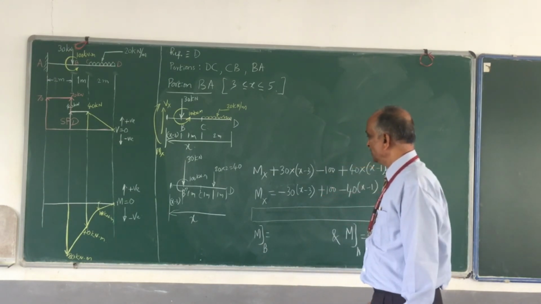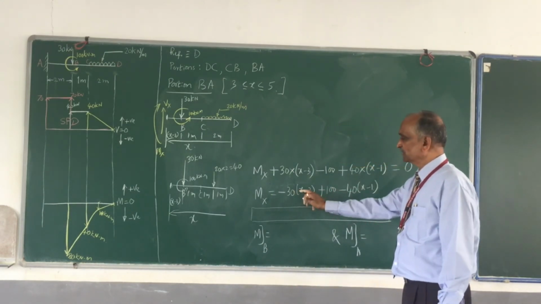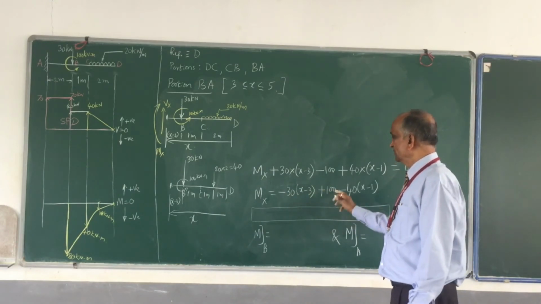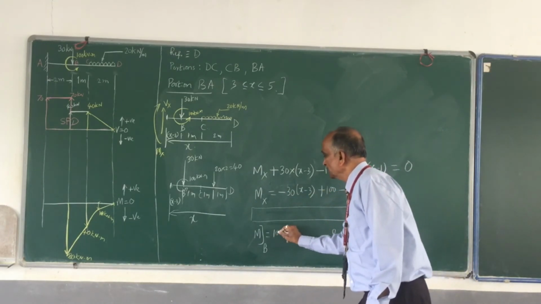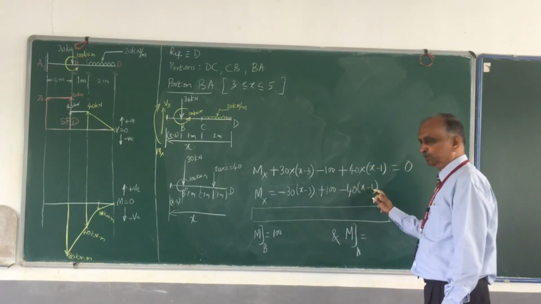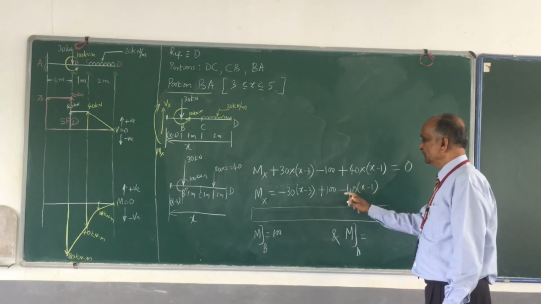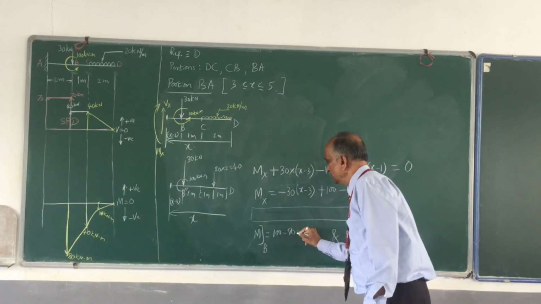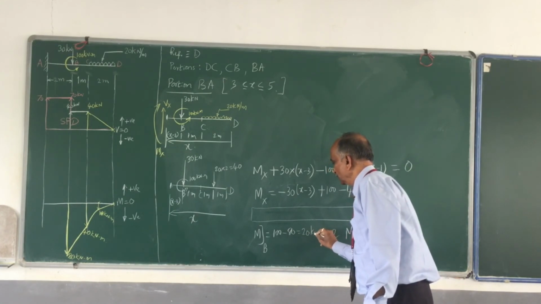For B, x is 3 meters. 3 minus 3 becomes 0, so this is 100 plus 100. Then 3 minus 1 is 2, and 2 into minus 40 is 80. This is equal to 20 kilonewton meter.